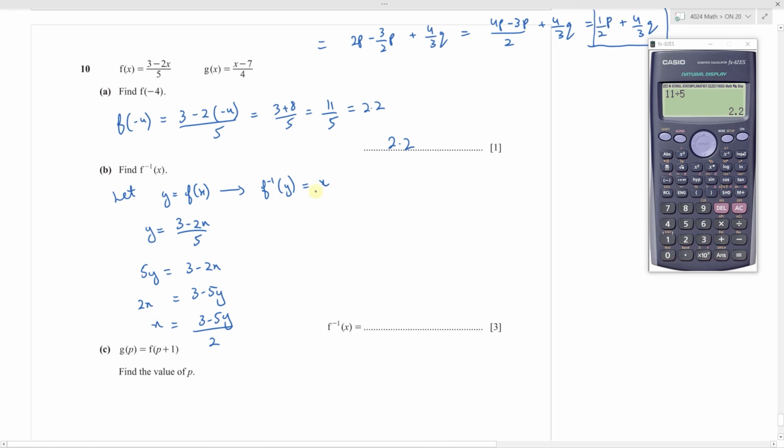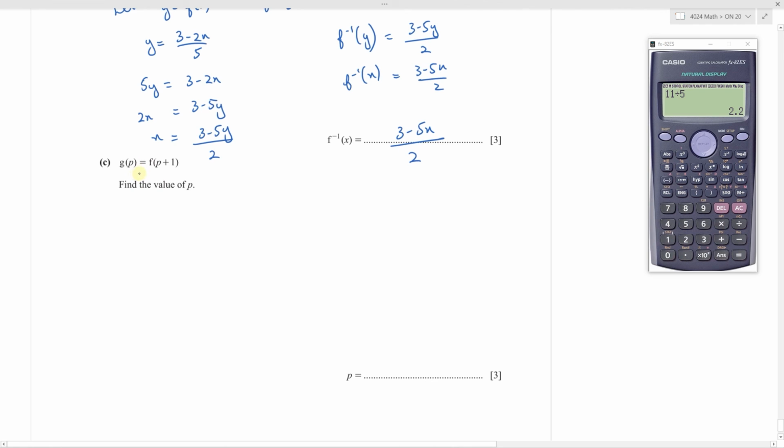So in the beginning you have f inverse of y equals x. So I'll substitute x here. F inverse of y equals 3 minus 5y over 2. So this gives you f inverse of x will be 3 minus 5x over 2. So 3 minus 5x over 2.